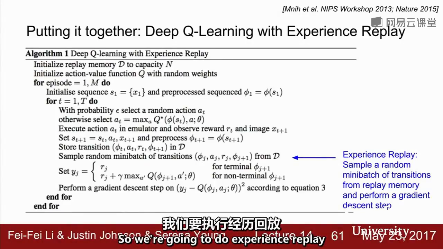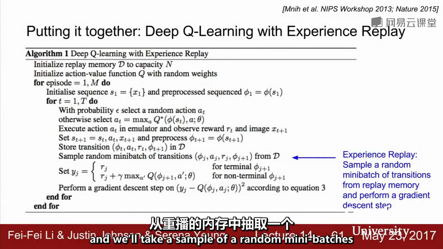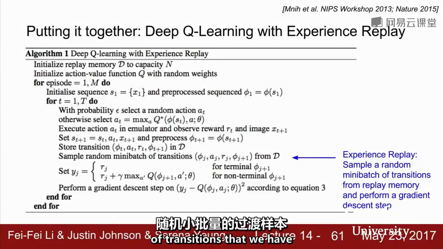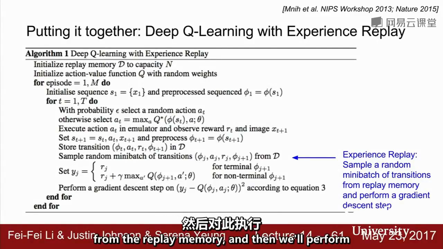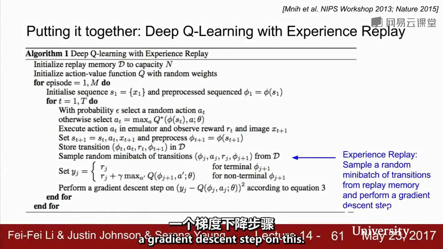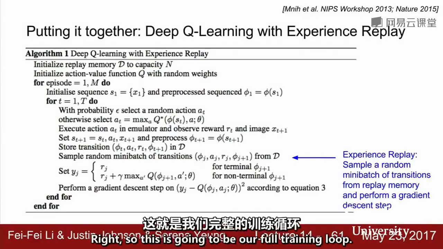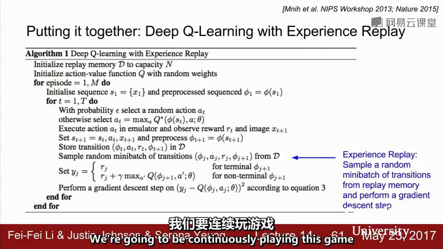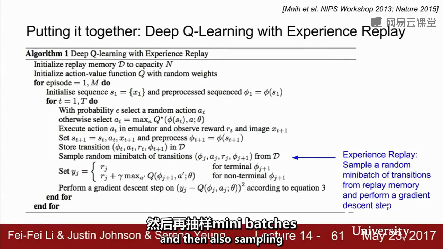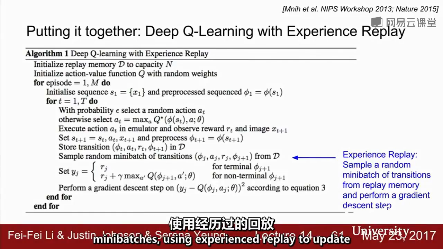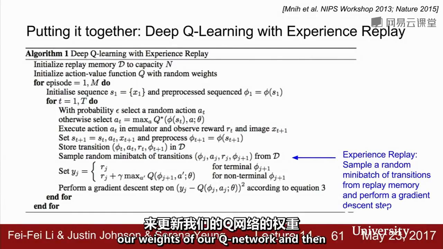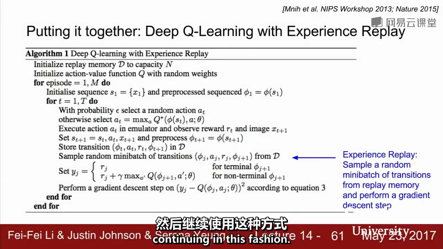So we're going to do experience replay, and we'll take a sample of random mini batches of transitions from the replay memory, and then we'll perform a gradient descent step on this. Right, so this is going to be our full training loop. We're going to be continuously playing this game, and then also sampling mini batches using experience replay to update the weights of our Q network, and then continuing in this fashion.